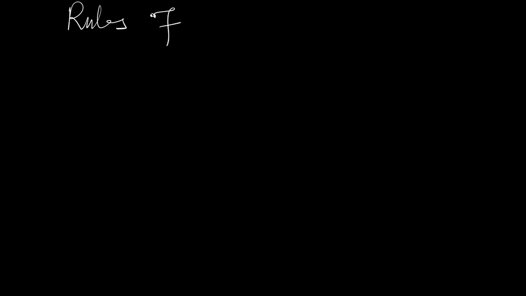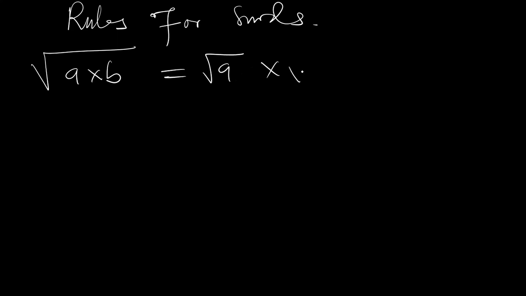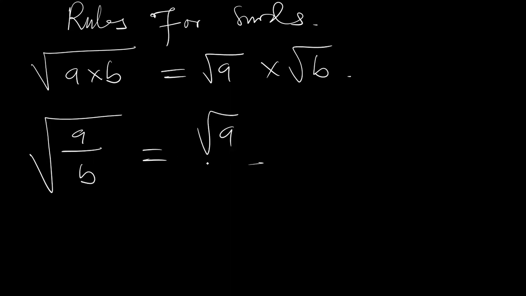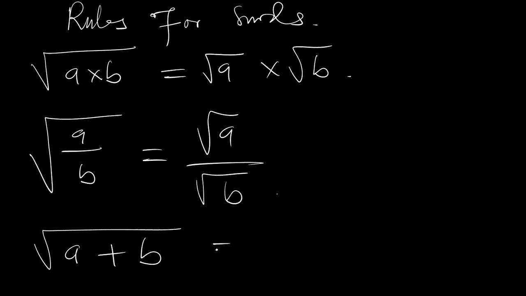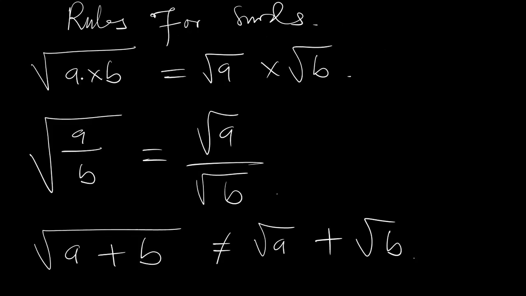The rules for surd is that the square root of a times b is equal to the square root of a times the square root of b. Then the square root of a all over b is equal to the square root of a divided by the square root of b. Now the square root of a plus b is not equal to the square root of a plus the square root of b. Then there is another one, the square root of a minus b is not equal to the square root of a minus the square root of b. So these are the rules.